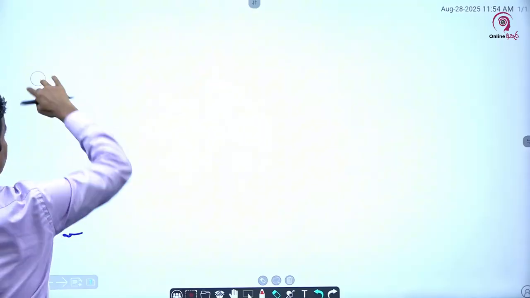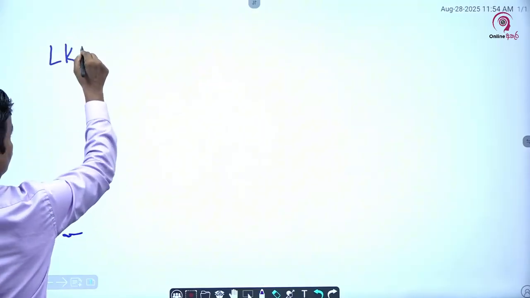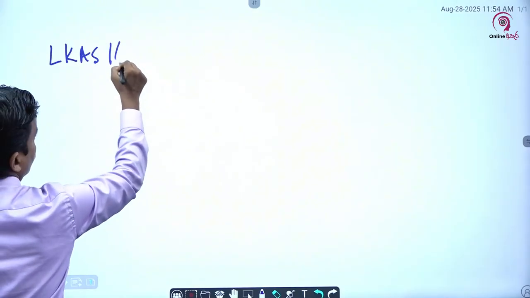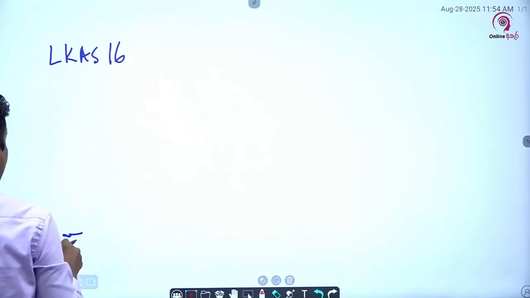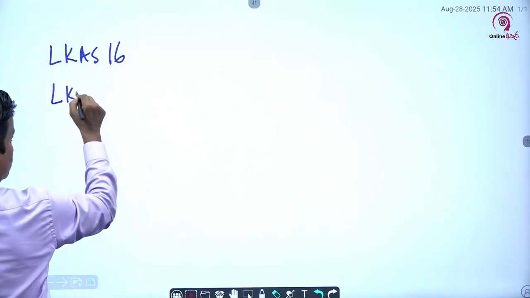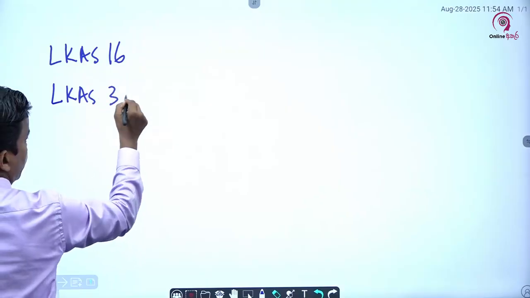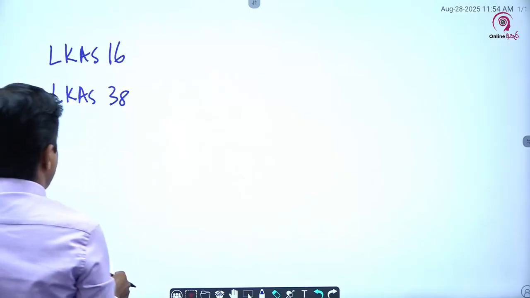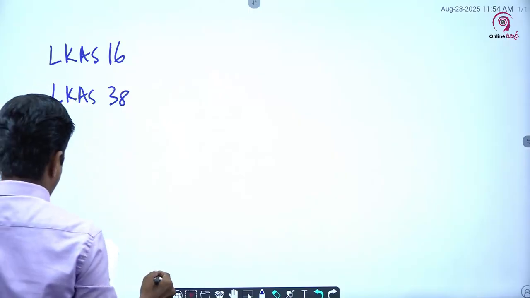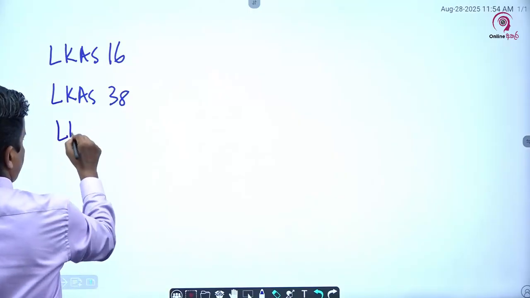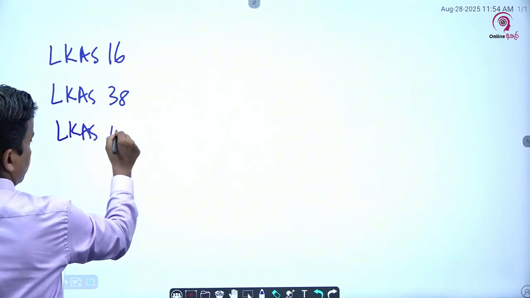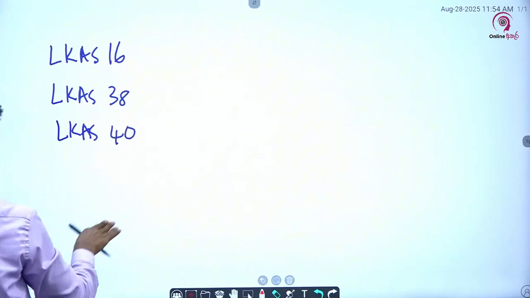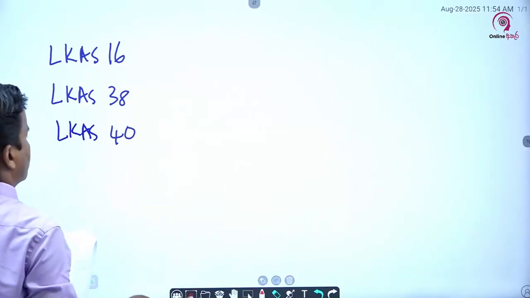We're going to discuss LKS 16. Then we are going to discuss LKS 38. LKS 16 is property, plant and equipment. LKS 38 is intangible assets. LKS 40, that is investment property. So all sort of assets related standards.